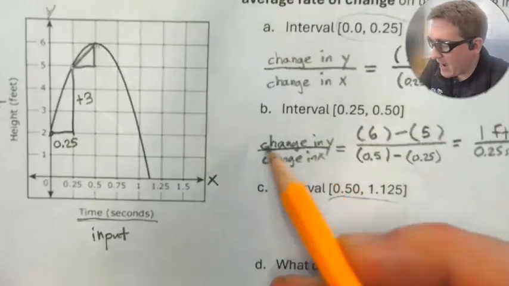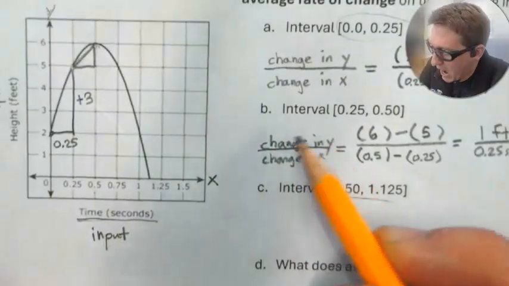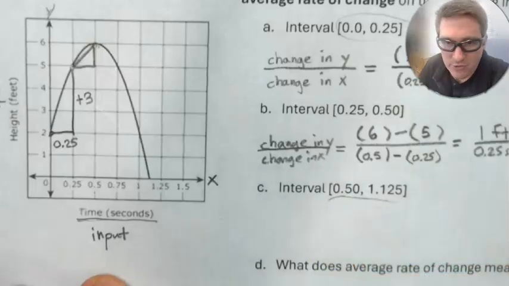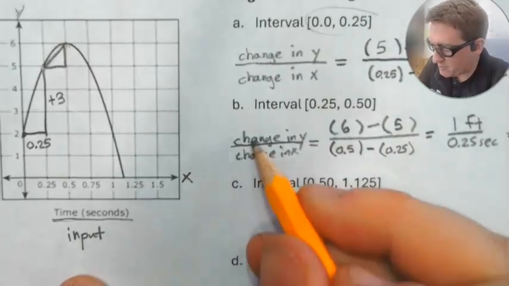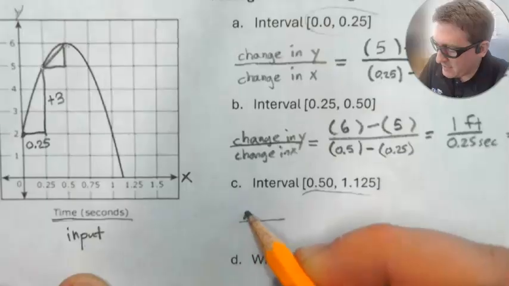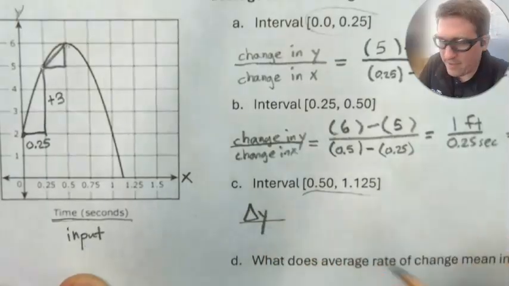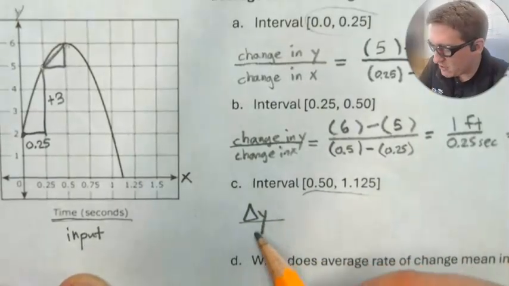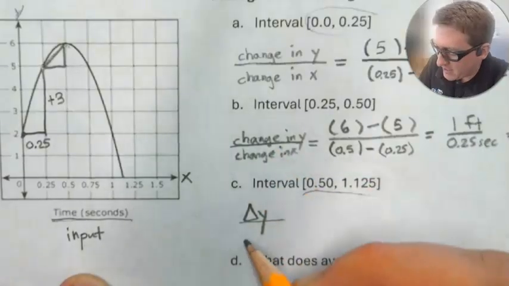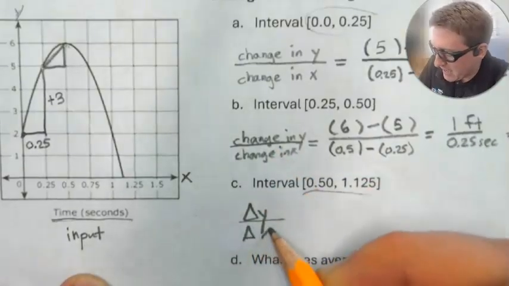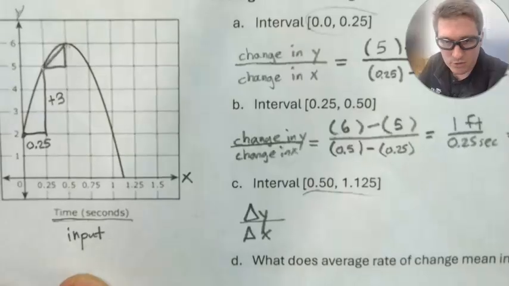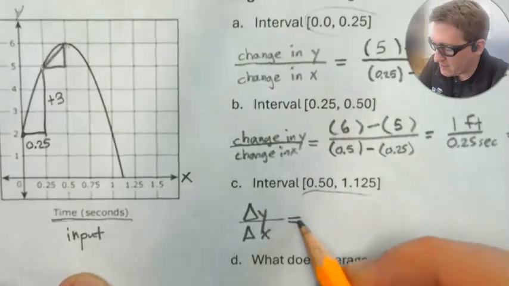You know what? I'm getting tired of writing change in y over change in x. They created a Greek symbol that means change in, right? So if you ever see delta y, that means a change in y. Or a change in x can be written as delta x. So this little triangle in Greek means change, right?